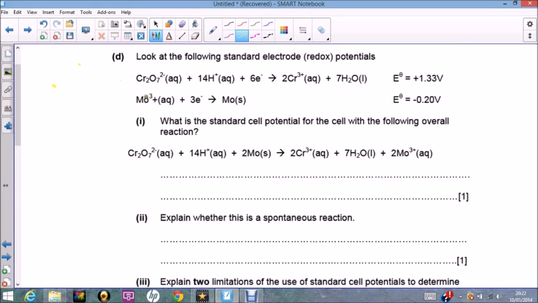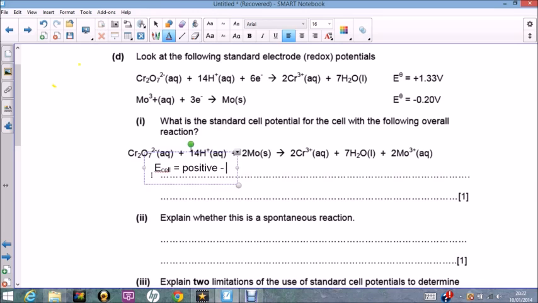Part D, we're looking back at electrode potentials again. This time it's asking us to work out a standard cell potential. So if we think back to when we were doing standard cell potentials, you should remember that the equation is E cell. Okay, so that's what you should be remembering. The EMF of the cell is equal to the positive terminal, take away the negative terminal.